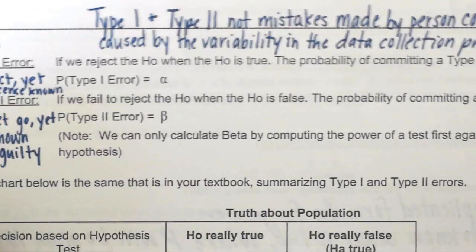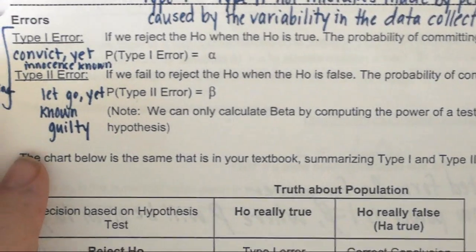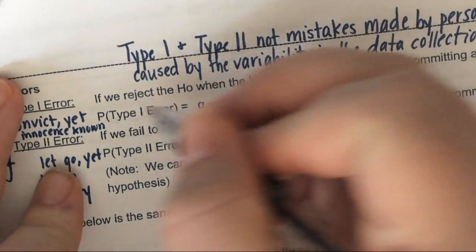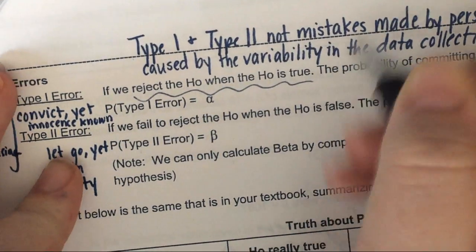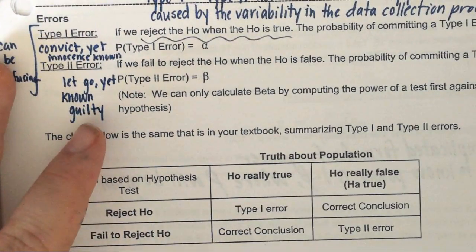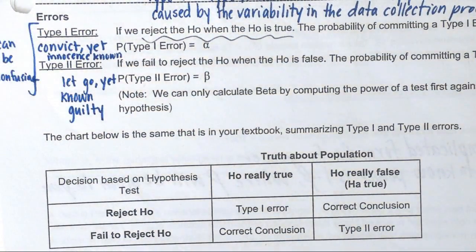In fact, it says if we reject the H0 when the H0 is true. So if you reject the H0 when you know the H0 is true, it's like when you convict somebody, but you know really they're innocent. I mean, vice versa. It's like O.J. Simpson, but in reverse.